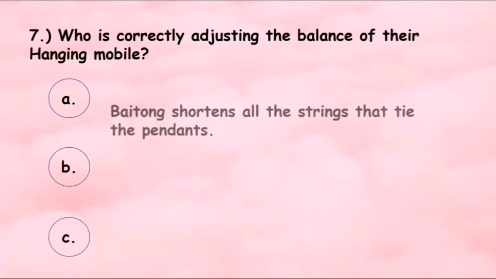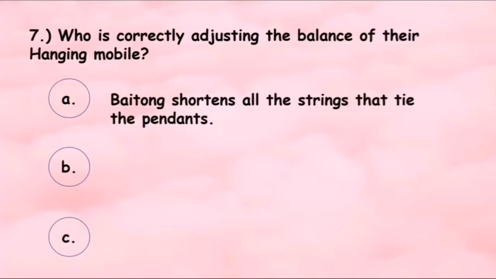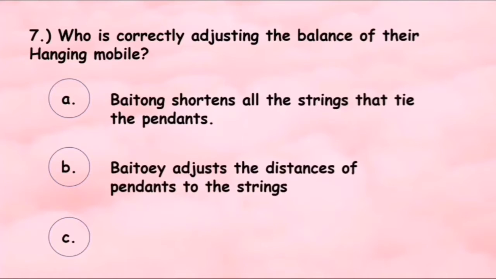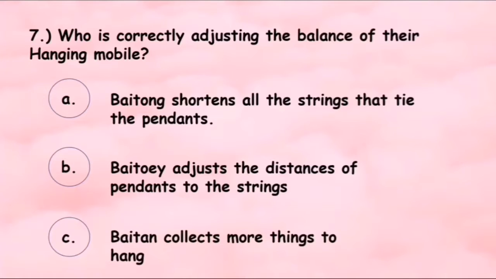Now let's read choice letter A. Baitong shortens all the strings that tie the pendants. Letter B. Baitoy adjusts the distances of the pendants to the strings. And letter C. Baitan collects more things to hang.